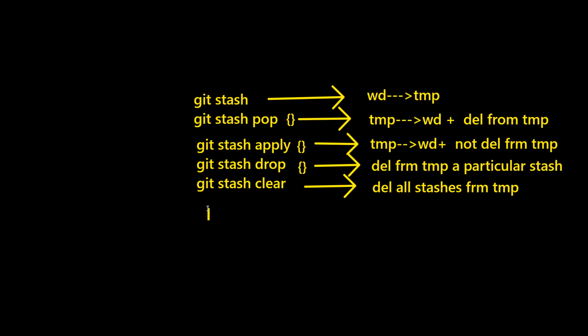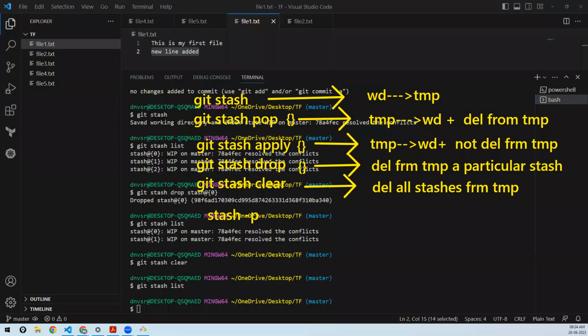And then stash with a minus p is a partial stash, stashing a particular file. Hope this chart makes sense, for quick reference. Yes, Prithi, it helps.